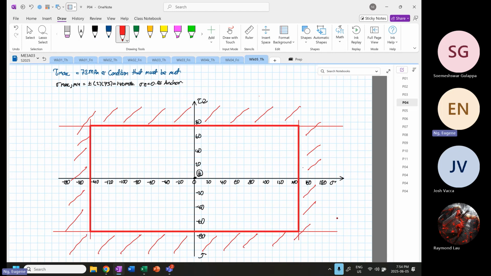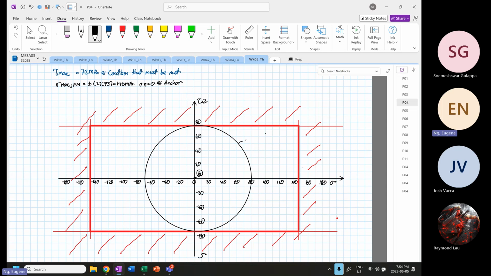So let me elaborate. When you draw the 3D Mohr circle, we're talking about the bigger circle. If our bigger circle is like this, it did not go out.